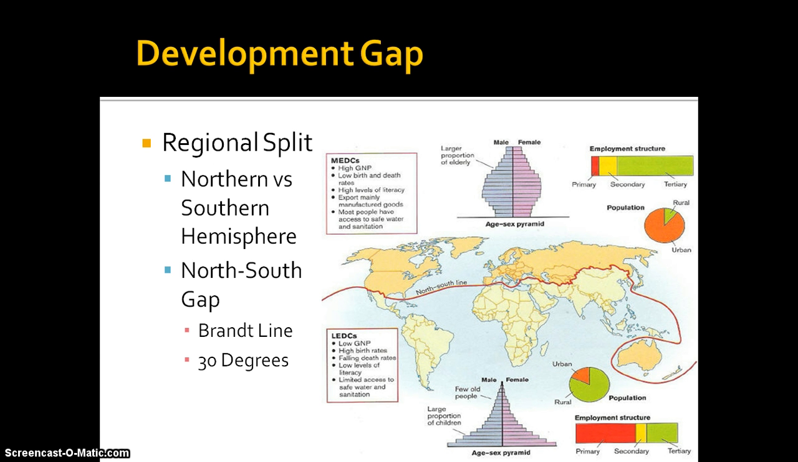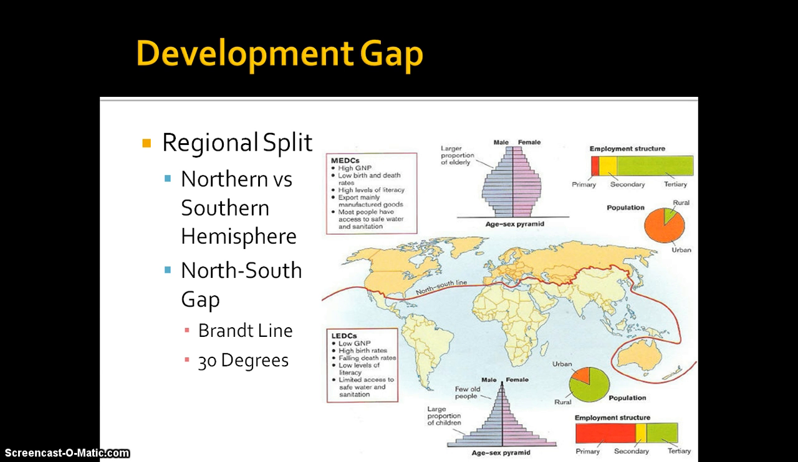Now, when we talk about the development gap, there are two ways that we can display this idea spatially. There's one that's based on this kind of regional split, and it's what's called the North-South Gap. Basically, the North-South Gap looks at the northern hemisphere versus the southern hemisphere, with a couple of exceptions, and the line's not exactly straight, but that's okay. The idea is that the northern hemisphere has higher levels of development and the southern hemisphere has lower levels of development.